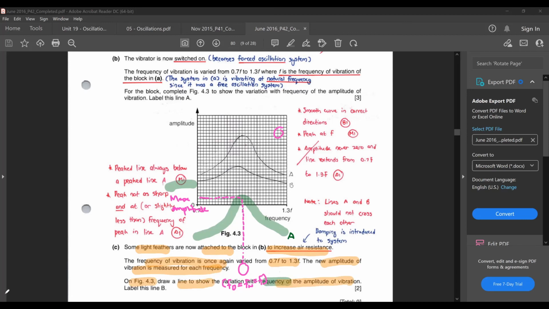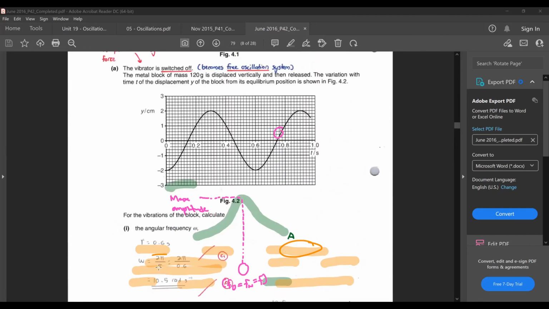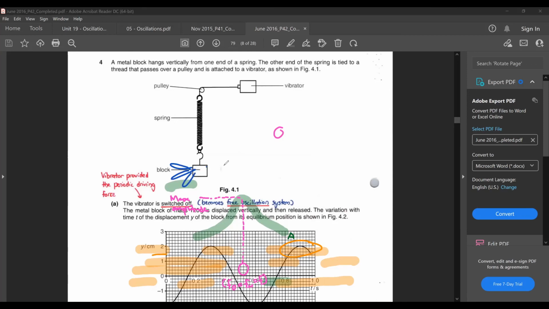They're basically asking you to look back at the same graph and draw the new curve when you consider that there's now increased air resistance due to light feathers being added to the block. Okay, so what they basically mean from here is that for your diagram here, they just attach feathers to your block. This one increases air resistance.